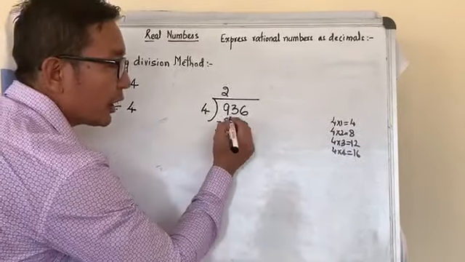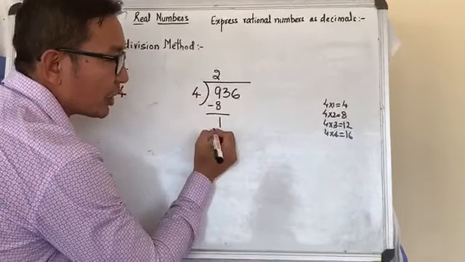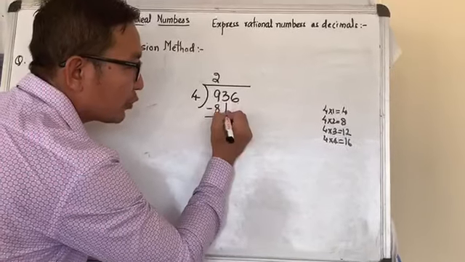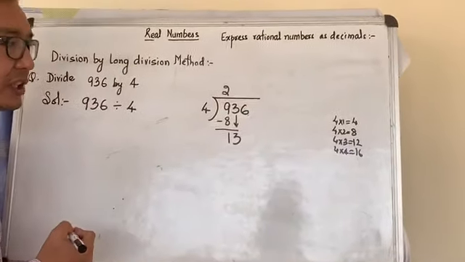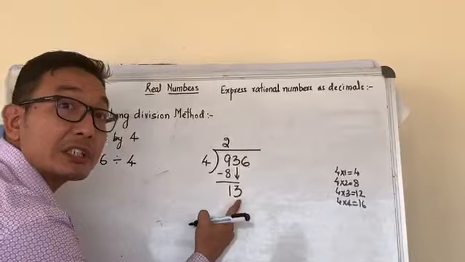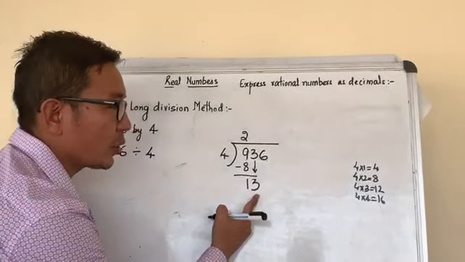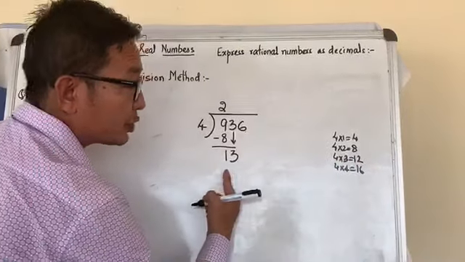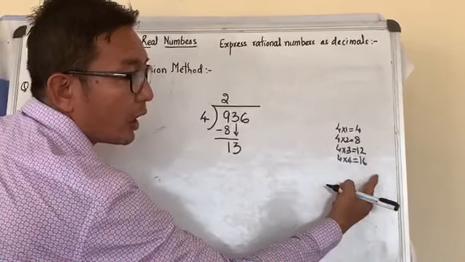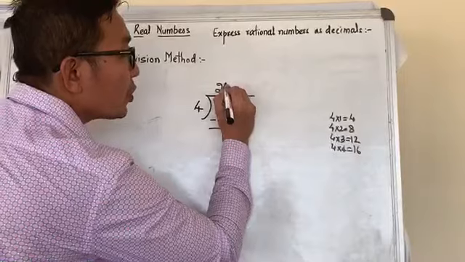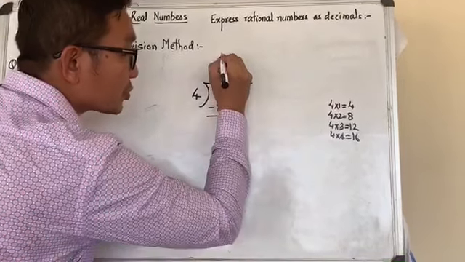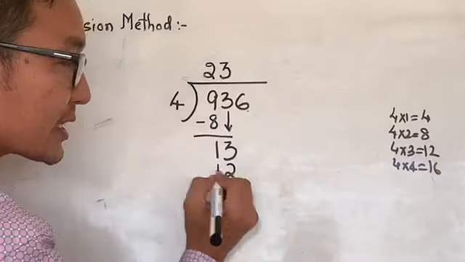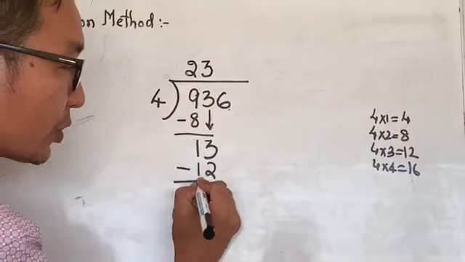If you take down or copy the 3 here, then 1 becomes 13. So 13 divided by 4: 4 threes are 12, 4 fours are 16, so 3 is the answer. 4 threes are 12, and we subtract this from 13.